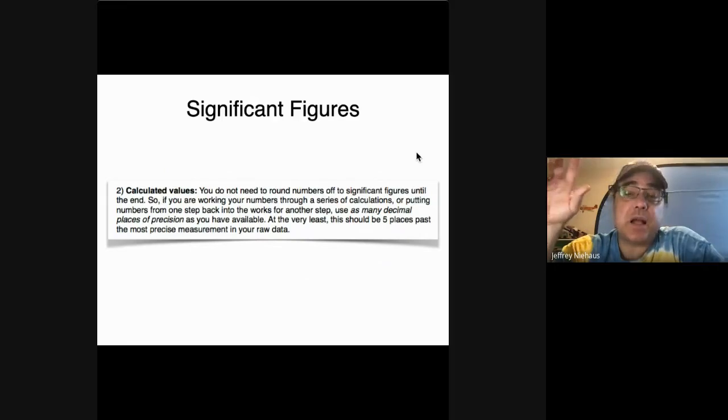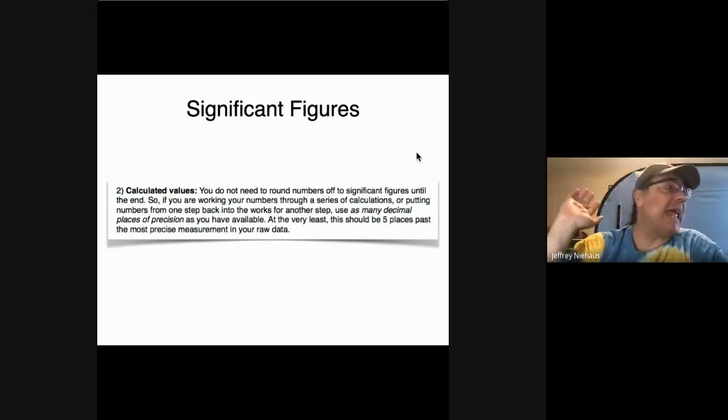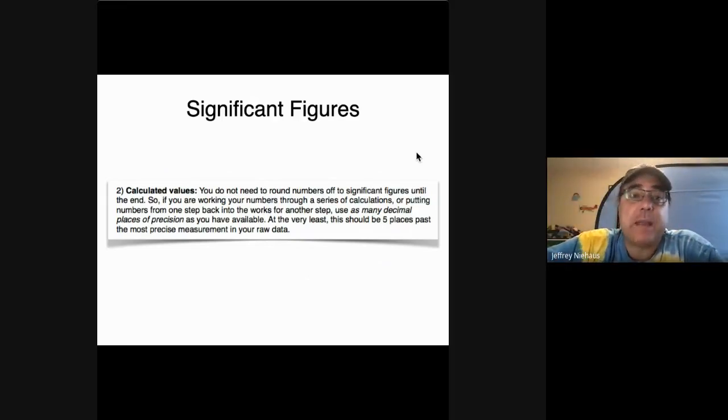Calculated values do not get rounded, okay? If you're doing a value in the middle of your procedure, in the middle of your calculations, take it out to as many decimal places as your calculator or your paper can handle. At least 5 past the benchmark measurement from your raw data set, okay? You can pretend for the time being that you have incredibly precise instruments until you get to the end and then be honest in your report. So when you're doing a calculated value, don't worry about rounding.